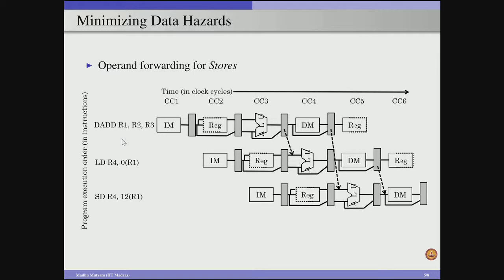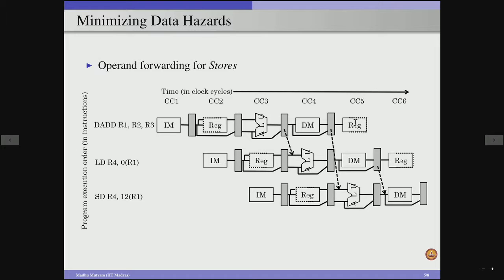So, effectively, load cannot perform unless R1 is produced, and similarly store cannot start its execution unless load is completed. So, there is a dependency between these three instructions. Now, using this operand forwarding concept that we discussed in the previous file, we can forward the R1 value to the load instruction, that is, the output of the ALU will be given to the input of the ALU of the load instruction, so that there is a forwarding.